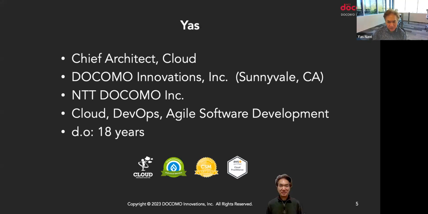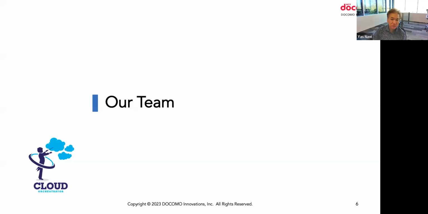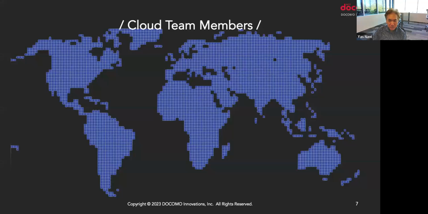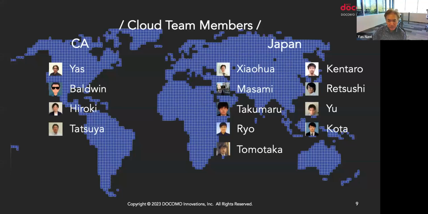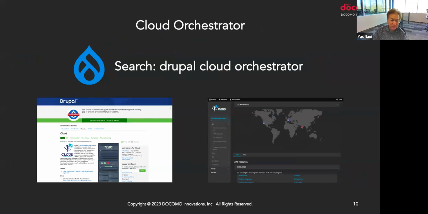My expertise is cloud, DevOps, and agile software development. I'm leading a cloud project in Docomo in Silicon Valley. I've been involved in the Drupal community for 18 years. So here is our team. Our team members are globally distributed here in California and Japan. Our cloud team is designed as completely virtual, so the team is sustainable during the past hard time.